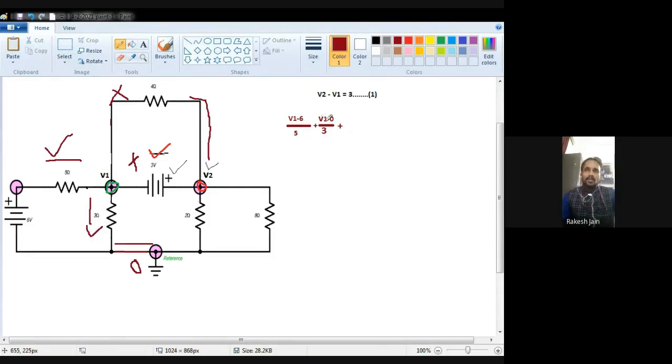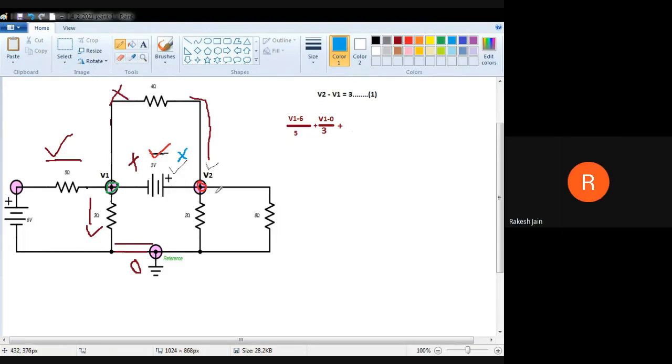So we just write down the equation for the 5 ohm, that is V1 minus 6 because a battery is present, divided by 5, plus V1 minus 0 divided by 3. Now neglect these two branches because they are directly in between V1 and V2. Okay, remember this thing. Now we have to write down the equation for V2 by considering the same case. Neglect those branches which are connected between V2 and V1.